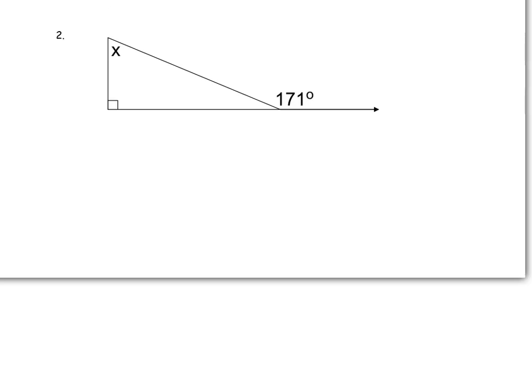Alright, let's look at example 2. In example 2 we want to find X. That's a little bit different than the example we did before. X, you can see here, is an interior angle, and we know the exterior angle. But what we have to remember is it's always the two remote interior angles equal the exterior angle. So we can start with that same equation and plug in what we know.